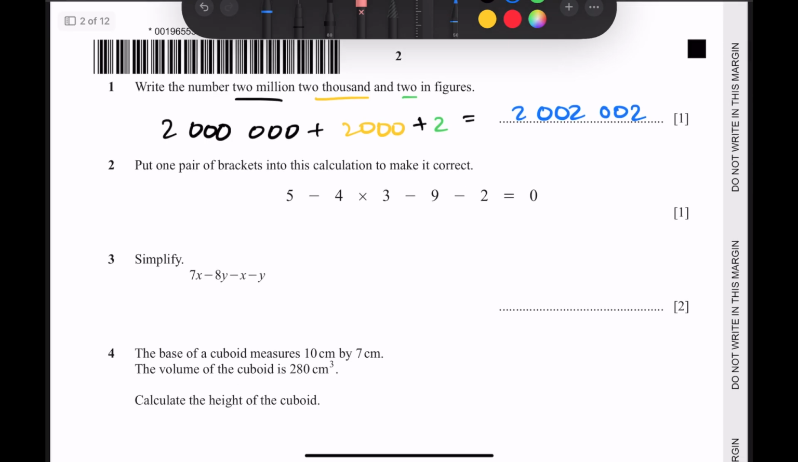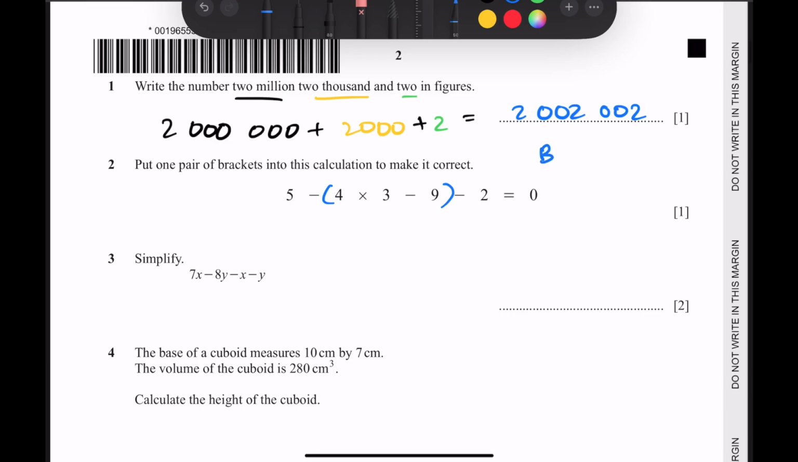Question 2 says to put one pair of brackets into this calculation to make it correct. For this, there's no one way of finding the correct answer, and it's mainly just trial and error of trying to put the brackets in random places until you get the correct answer. In this case, the bracket goes over here.